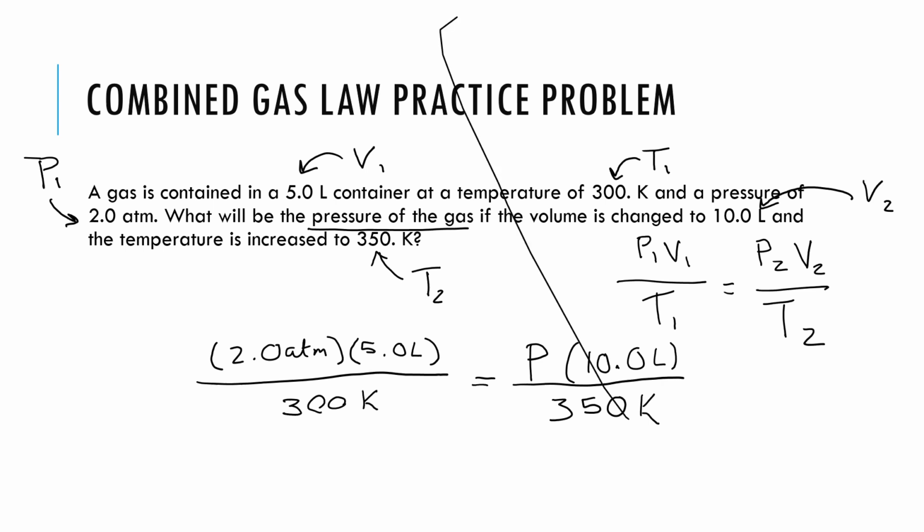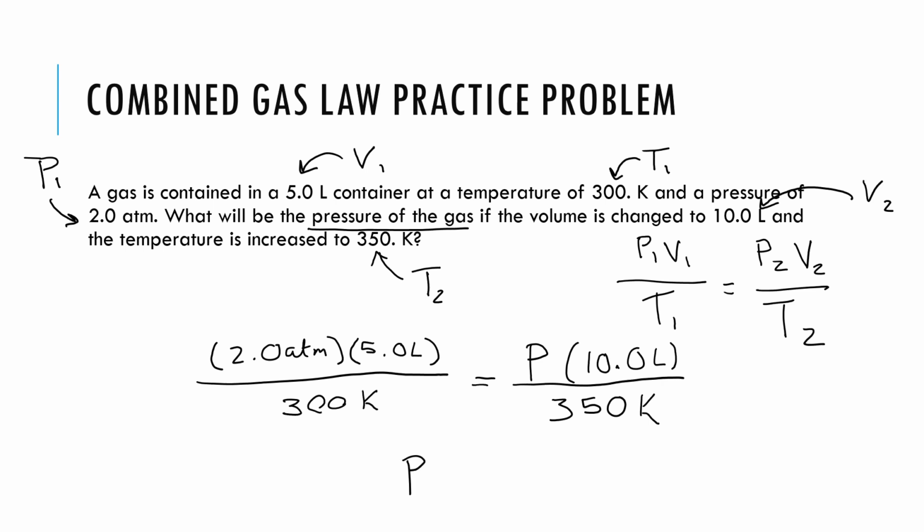So now what we're going to do is we are going to solve for the pressure. So we can solve algebraically for the pressure here and see what we get for our P. To solve this algebraically, you can either cross multiply or you could multiply both sides by 350 Kelvin and then divide both sides by 10 liters. It's up to you how you would solve that. If you would like to pause and try to solve it yourself, now would be the time to pause because I'm about to write up the answer for this one.